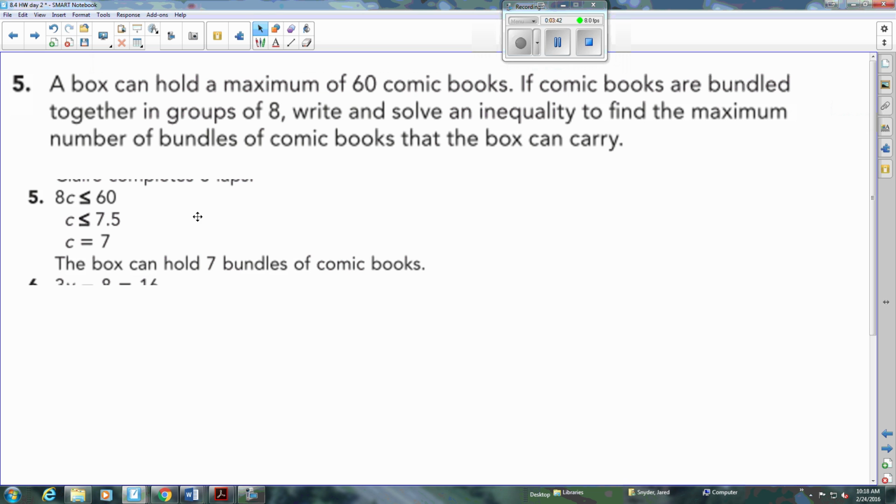Next, a box can hold a maximum of 60 comic books. If the comic books are bundled together in groups of 8, write and solve an inequality to find the maximum number of bundles that the box can carry. So it would be 8 times the number of comics has to be less than or equal to 60. So we would divide both sides by 8, and you get 7.5, which means you can only really hold 7 total bundles. Again, you guys are going to have to show your work on this one, which would mean you would divide both sides by 8.